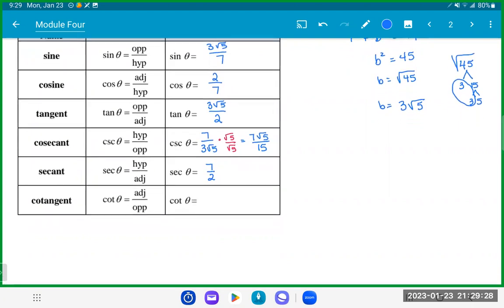And our cotangent is the reciprocal of our tangent. And so that is 2 over 3 square roots of 5. Again, we have to rationalize that denominator. So we'll multiply by that radical. And that gives us 2 square roots of 5 over 15.